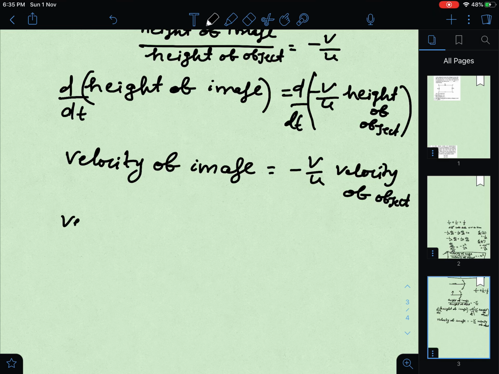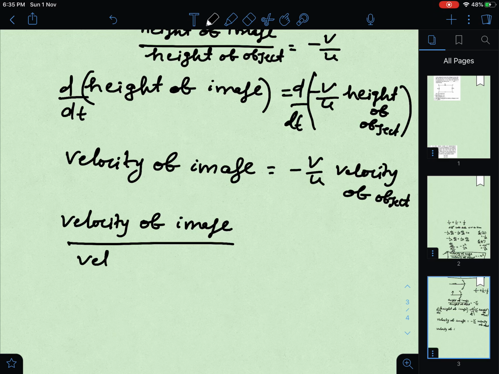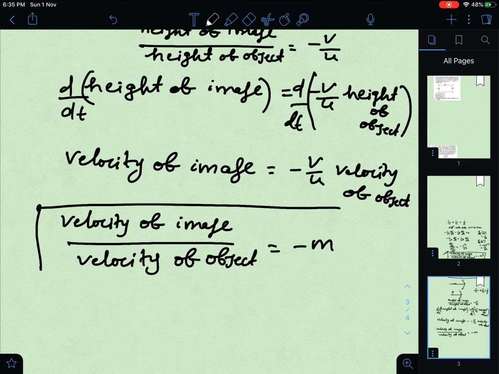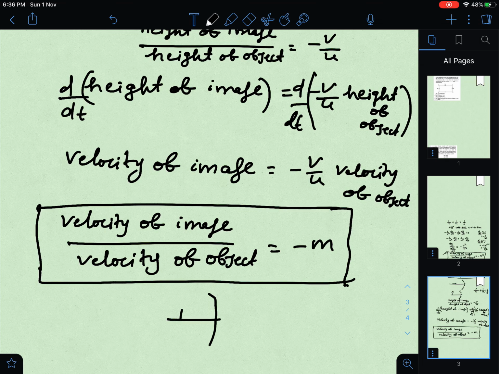So what is the difference between these two formulas? Velocity of image upon velocity of object is nothing but minus of m. This is valid when the object is moving perpendicular to the principal axis. Here I am not changing v and u because they remain constant. Suppose the particle is moving perpendicular to the principal axis, so I am treating v and u as constants here.